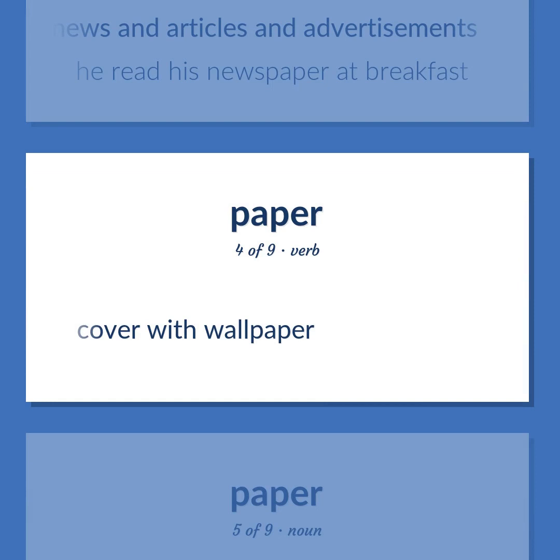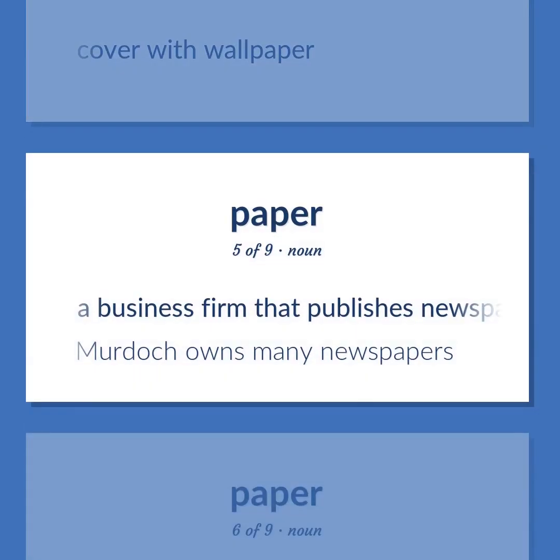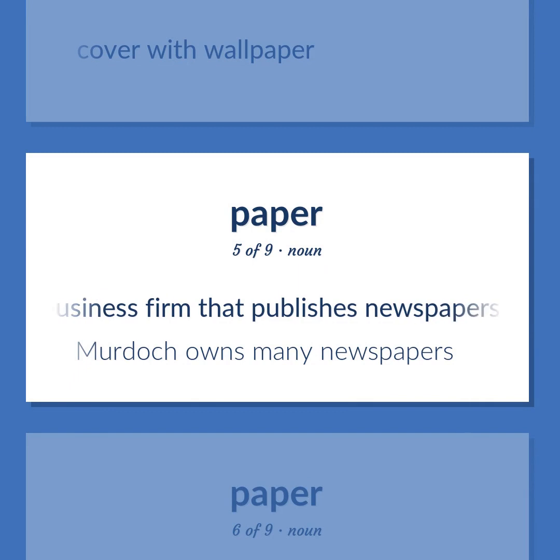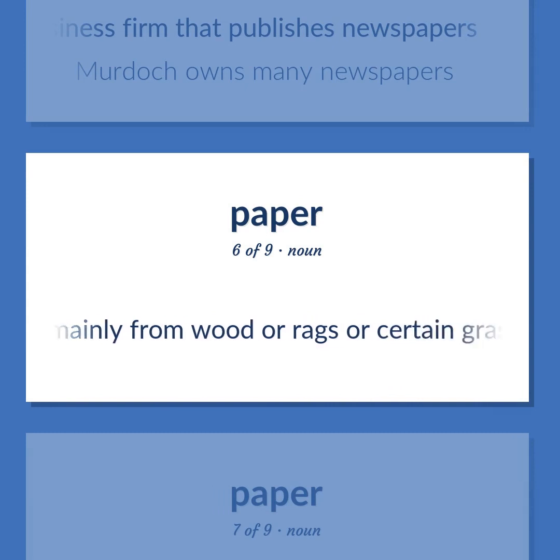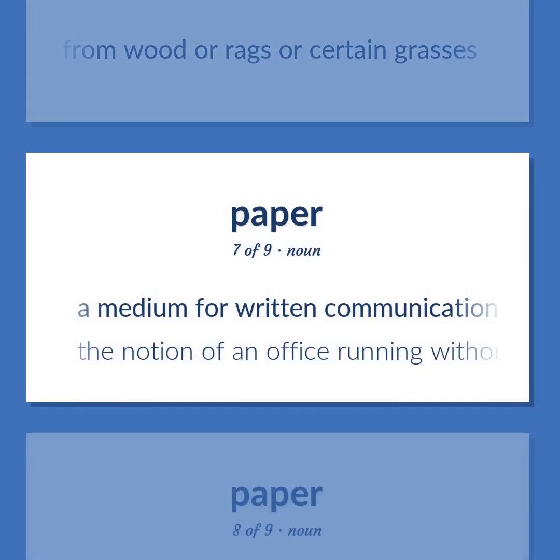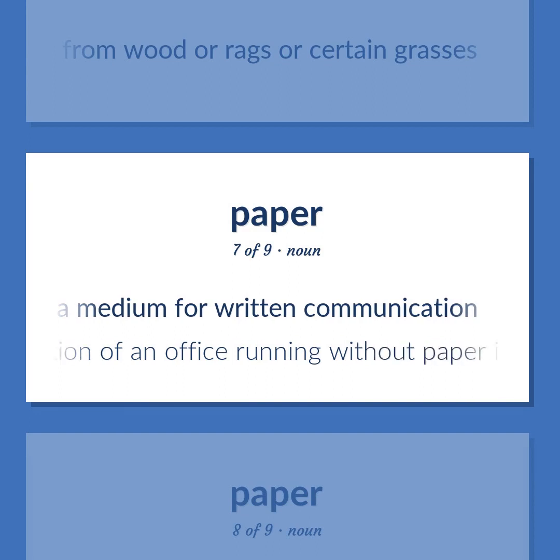Cover with wallpaper. A business firm that publishes newspapers. Murdoch owns many newspapers. A material made of cellulose pulp derived mainly from wood or rags or certain grasses. A medium for written communication. The notion of an office running without paper is absurd.